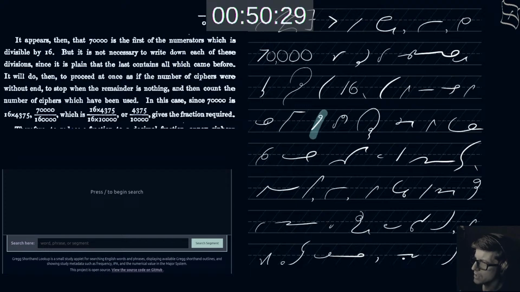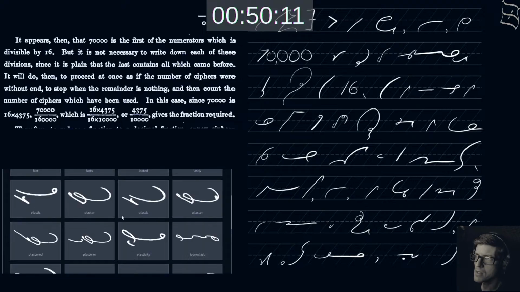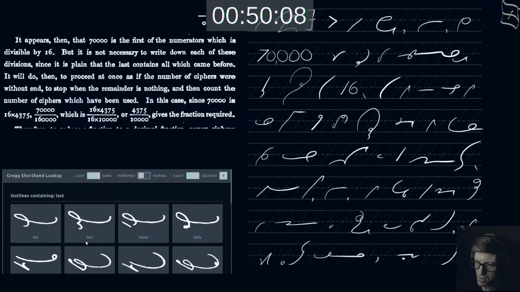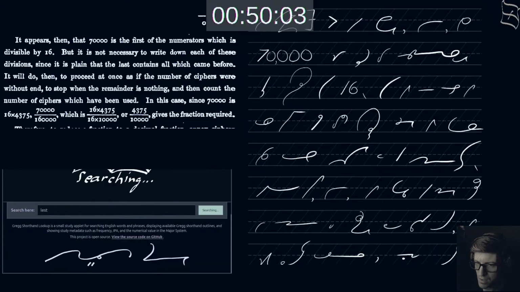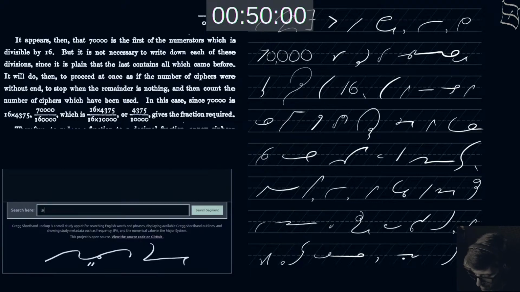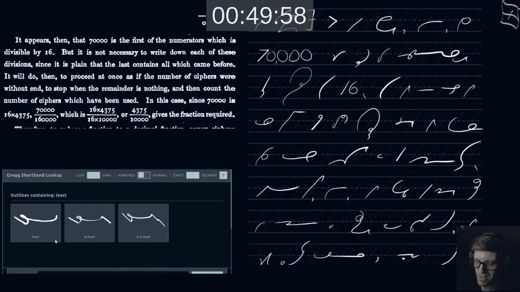I need to check last, because there's one that tricks me up, what was it, least? Yes, that's last. I think what I'm confusing it with is least. Not last, least. Yes, least requires the S and the T. All right, good. So let's continue.